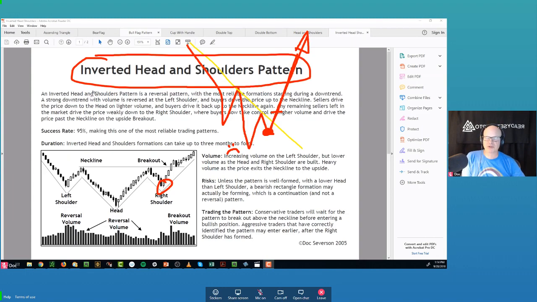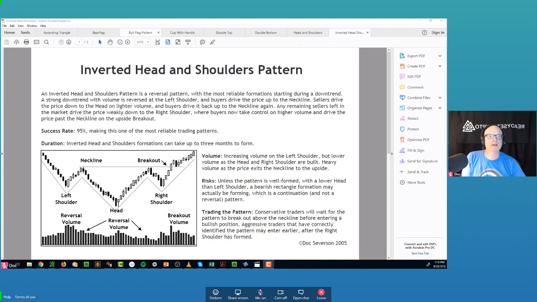So, inverted head and shoulders pattern. I love this pattern. I see this one all the time. Even intraday, I will see this all the time. All right, let's see what else we got.